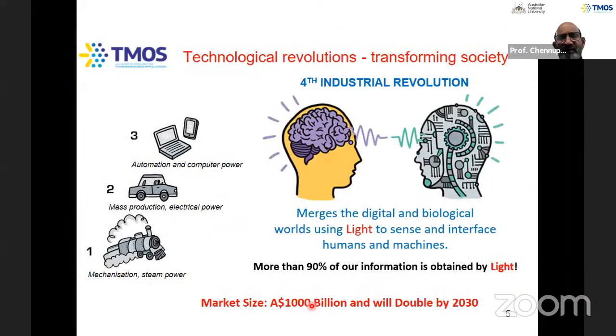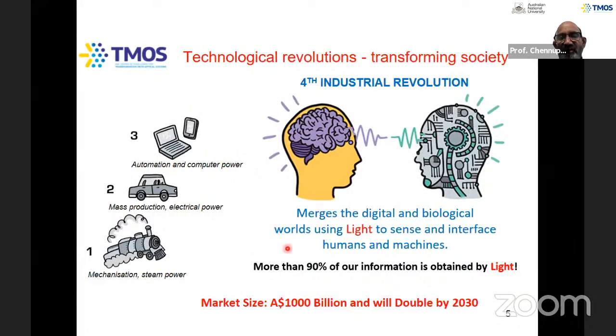Before I proceed further with the nanowires, let me introduce you to the various industrial revolutions. As most of you know, mechanization started off with steam power in the first industrial revolution. The second industrial revolution started with electrical power and mass production. The third industrial revolution started with computer power and automation.